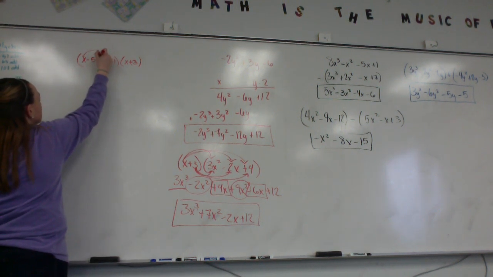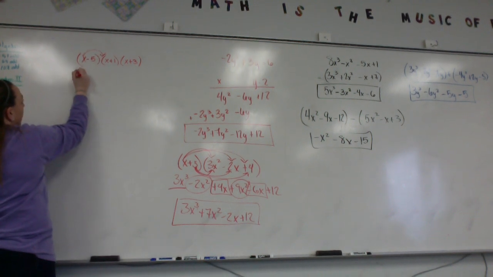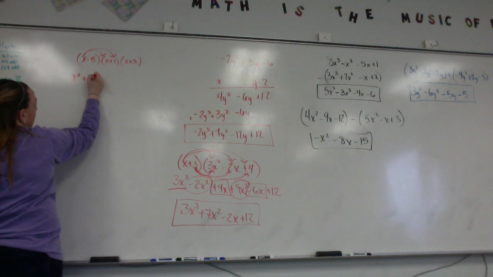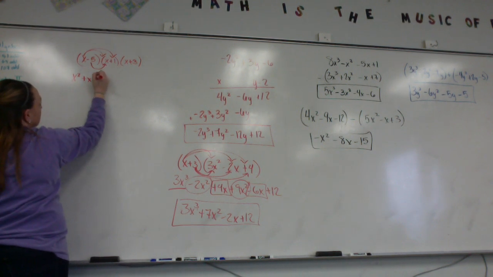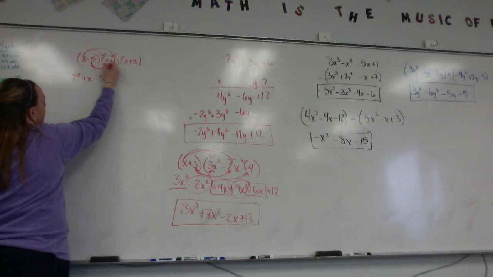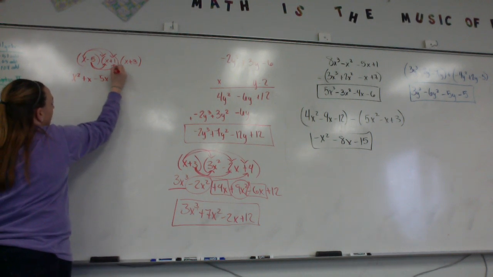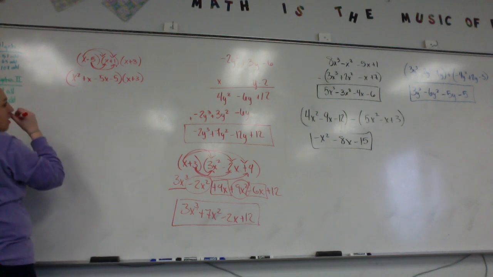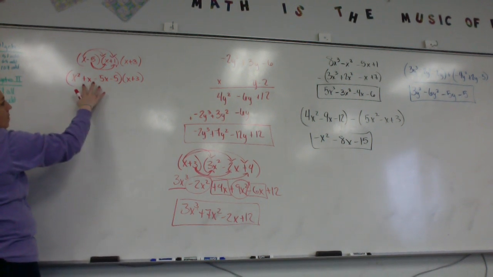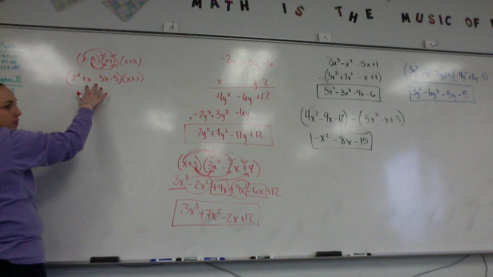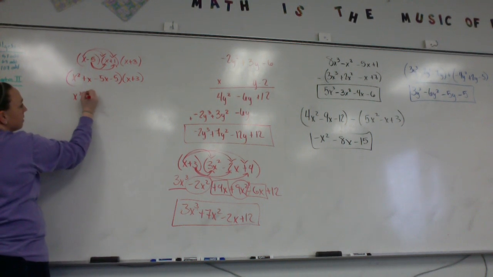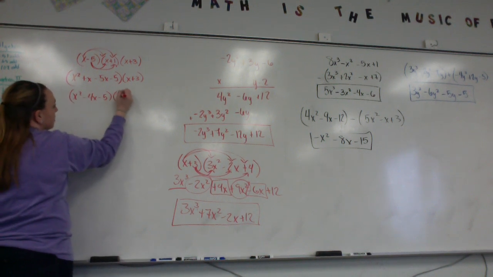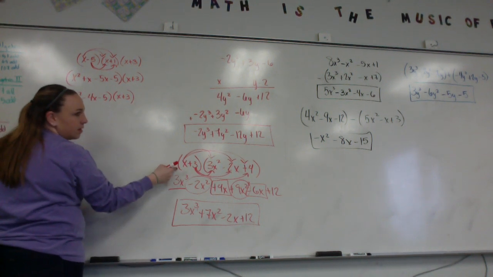What's x times x? I'm just going to FOIL. x squared. And what's x times 1? x. And what's negative 5 times x? Negative 5x. And what is negative 5 times 1? Negative 5. So I have this now. I'm going to combine like terms in here to simplify everything. So I have x squared minus 4x minus 5. Yes.